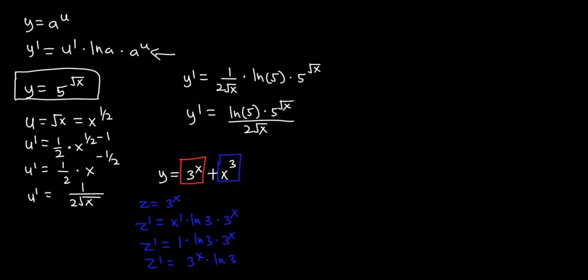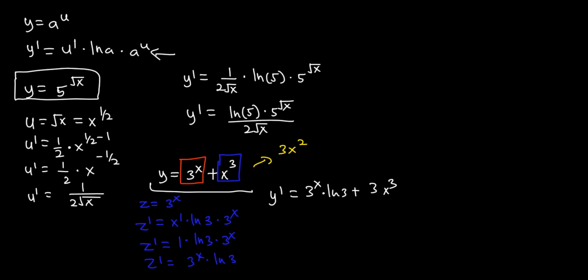Now let's find the derivative of this other part. This part here is a power function, so the derivative of this will be equal to 3x squared. Now let's add our answers. In this case, we are going to have y prime equal to 3 to the power x times ln of 3 plus 3x squared. This will be the derivative of the function that was given here.